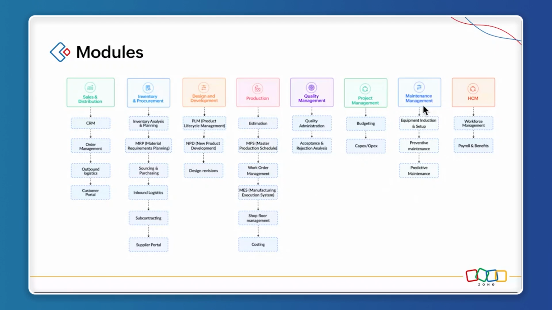And then you have the maintenance management. Under the maintenance management, you will be maintaining all the equipment induction and setup process and the preventive maintenance. Preventive maintenance is nothing but scheduling regular maintenance to avoid any breakdowns. And the predictive maintenance, here you will be using AI or IoT to predict potential failures. By using AI and IoT machines, it will predict the outcome whenever a failure is going to happen.